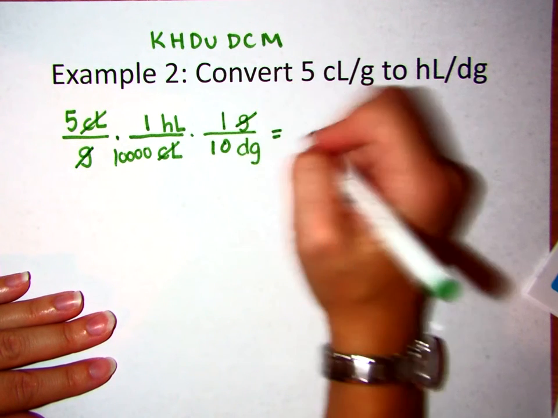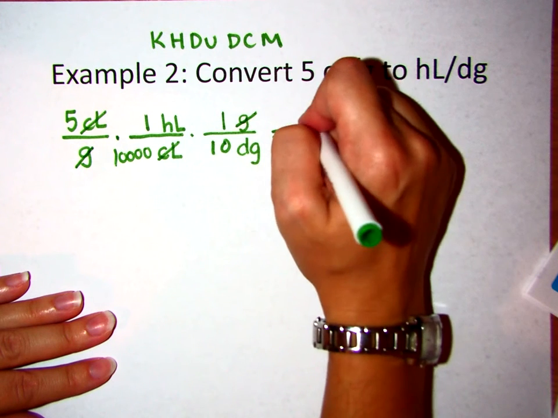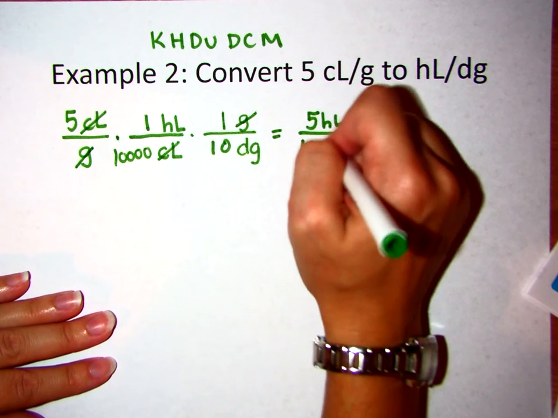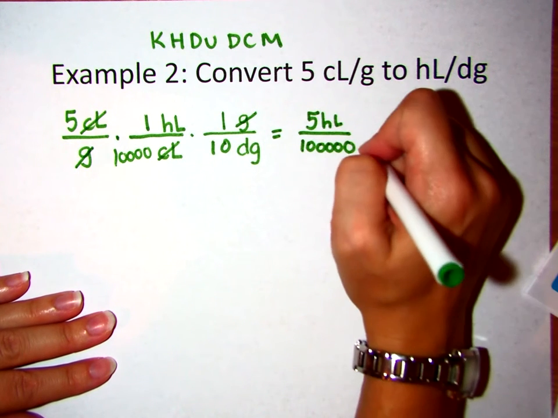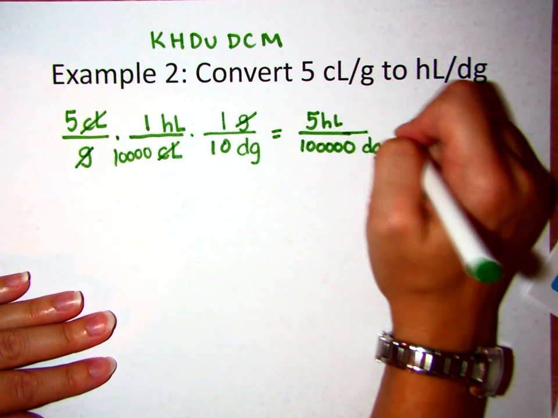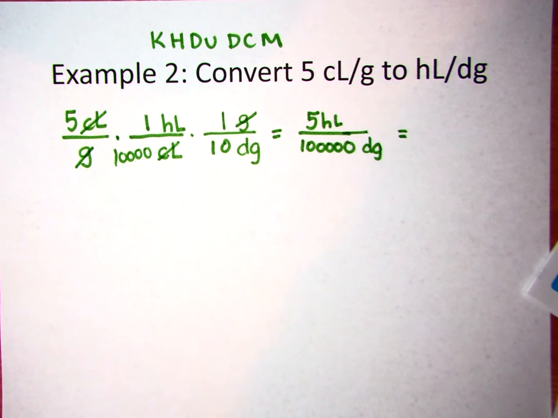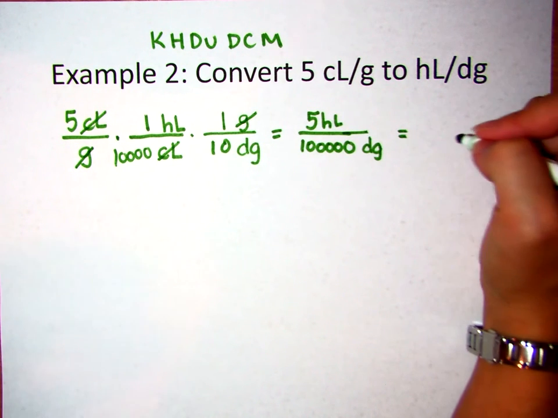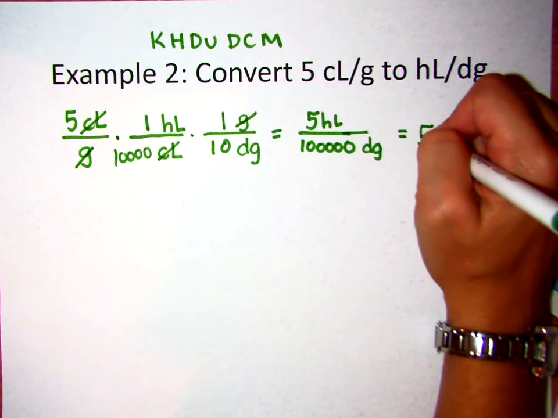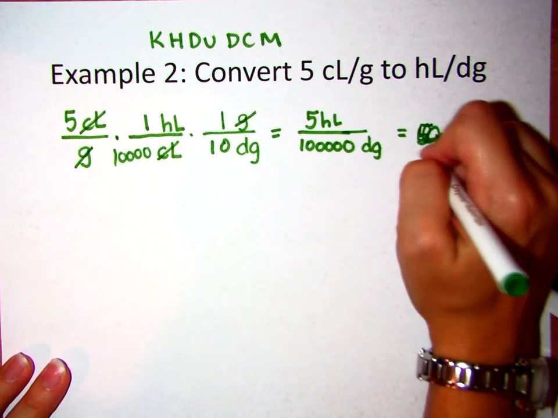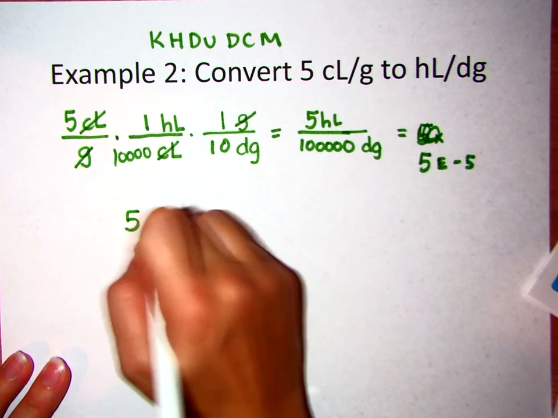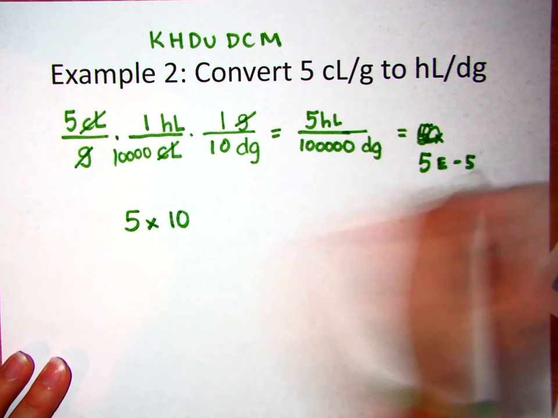So now I'm ready to multiply straight across. So I have 5 hectoliters on the top. All that over, I've got this number here on the bottom, 100,000 decigrams. And then you can go ahead and divide. All right. And depending on what you do, if you throw this into your calculator, you might get, let me show you your calculator notation. You might get this. That is the same as when you did scientific notation and it was 5 times 10, except the exponent is -5.